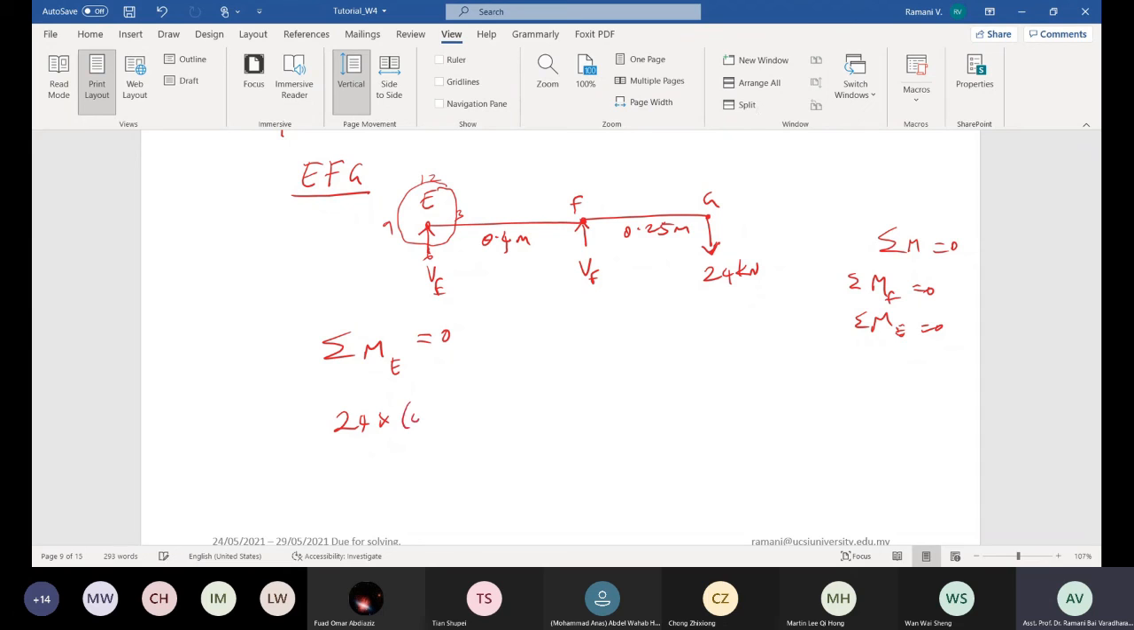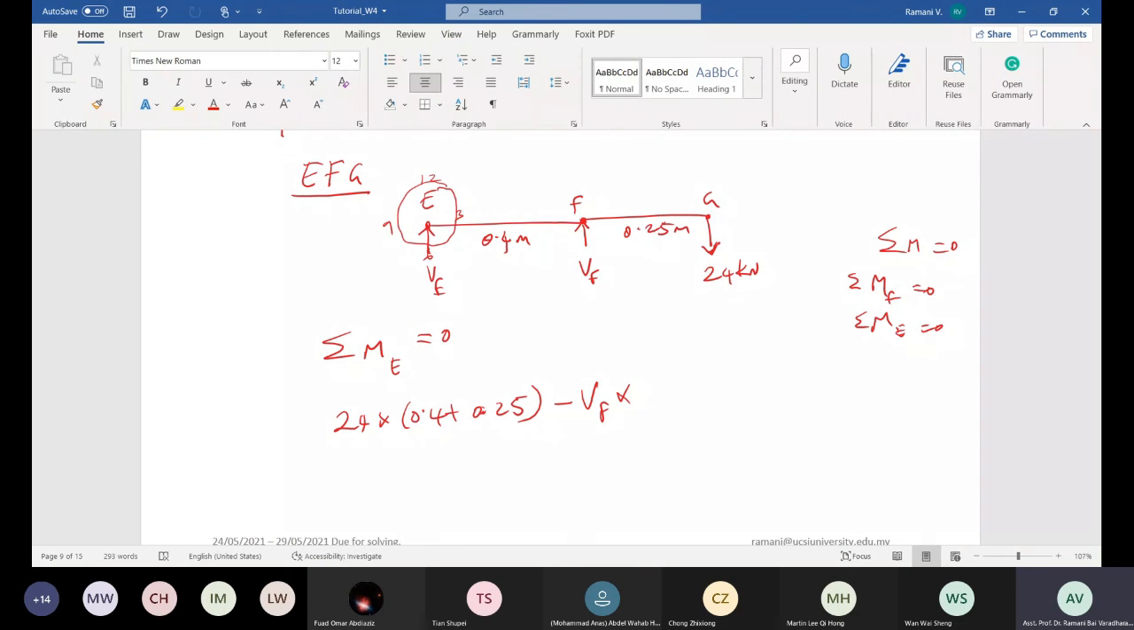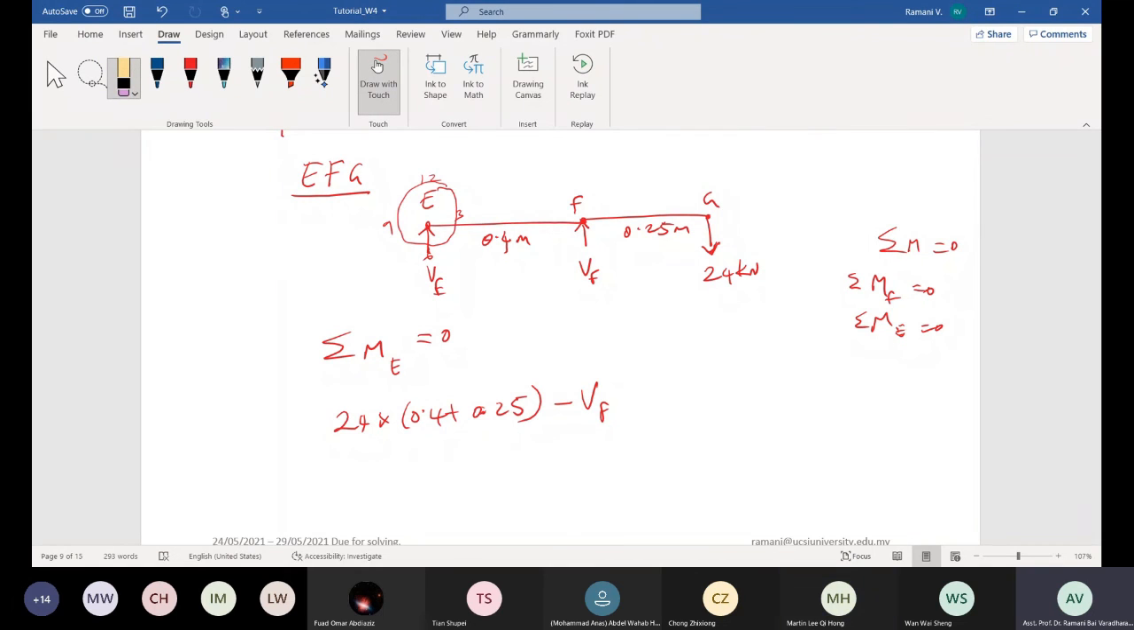Add this one, 0.4 plus 0.25, right? 0.65 you can directly write down. Any other force acting? I assume VF to be in the upward direction. Is this positive or negative? Negative, so minus VF times 0.4. Are you following? Any mistake, please correct me. How much? 0.4. Any other force acting? Nothing else. No UDL or any point load before this.